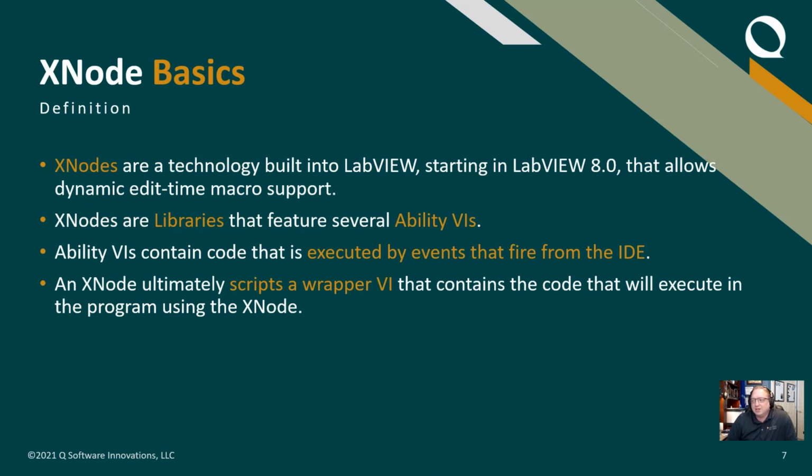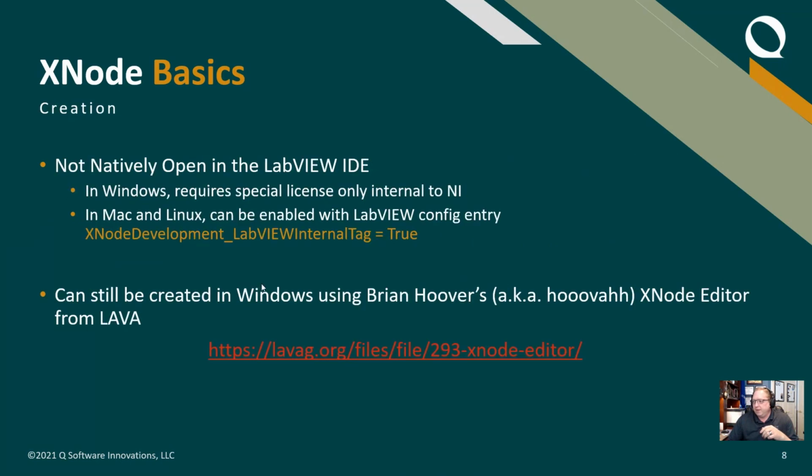So XNodes are basically just a library of a bunch of ability VIs. For those of you familiar with an XControl, the XControl is kind of the front panel version, whereas an XNode is kind of a block diagram version. With these ability VIs, you can essentially receive events fired from the IDE to have it do certain things. And then ultimately what it ends up creating is a wrapper around some scripted code, what they call the generated code, that is the executable portion of the XNode. All of the rest of the code is all edit time stuff.